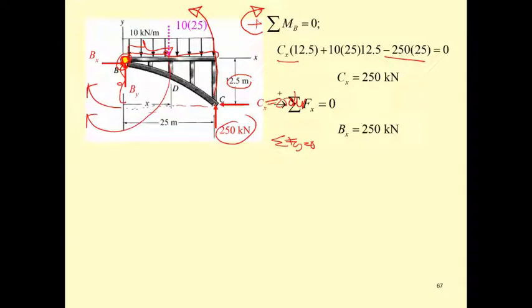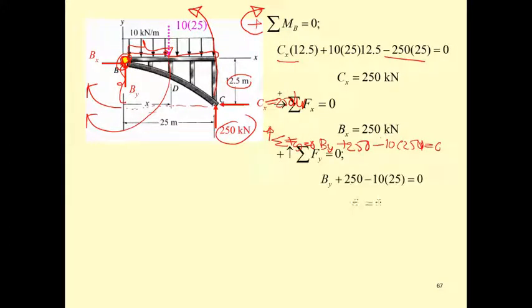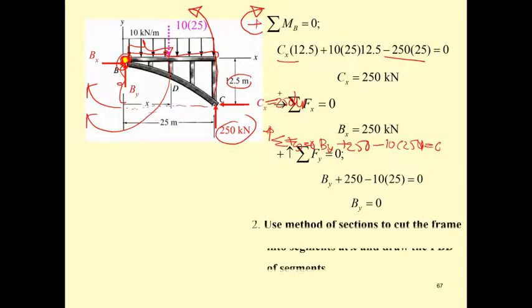B sub y is up 1. You got B sub y plus 250, plus 250, and then minus 10 times 25, so it's going to be 0, and then B sub y is 0, as you may see. Okay, so it's similar to the cable.